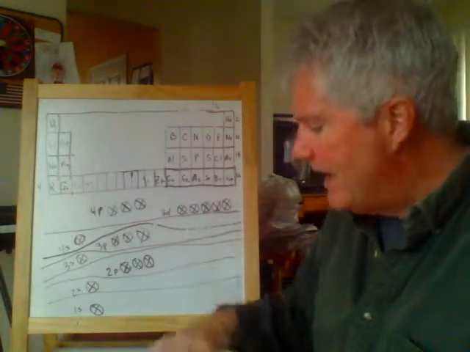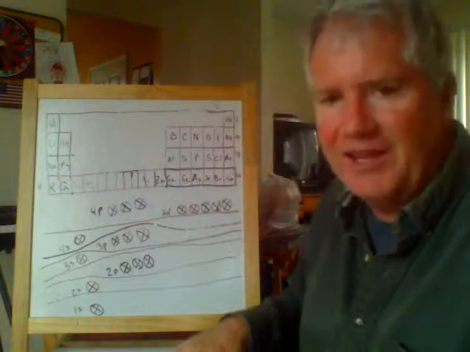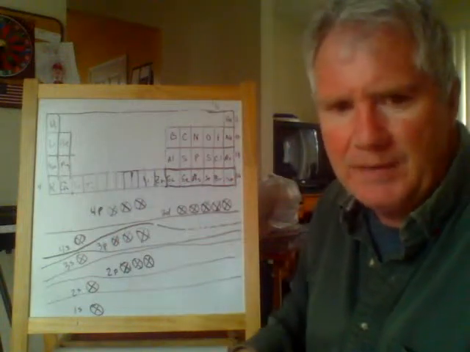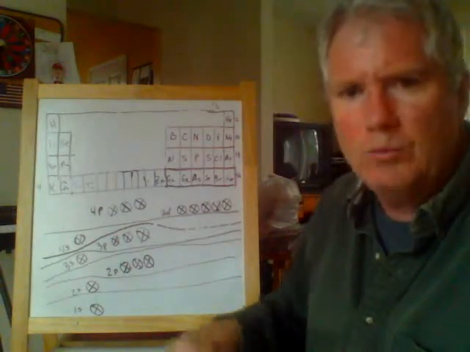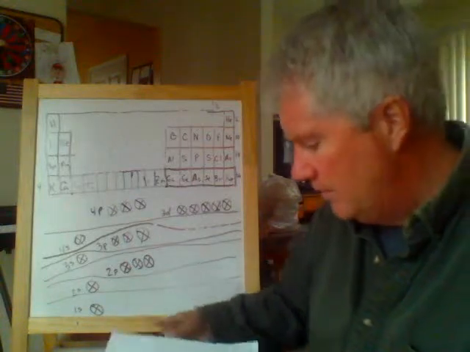Now there are some interesting anomalies, and the one in particular is gallium. I'm not going to spend time on it in the video, but gallium is kind of an odd one, and there's a reason why, and it's covered in the text.